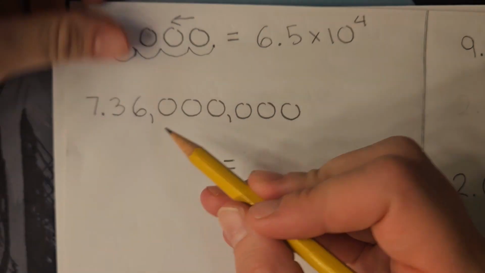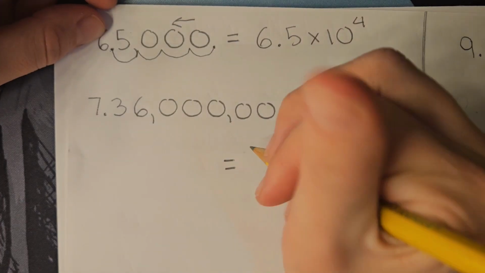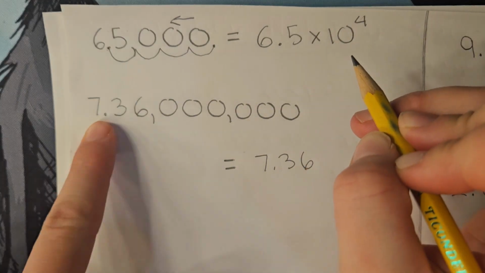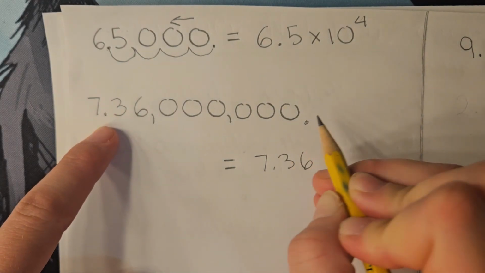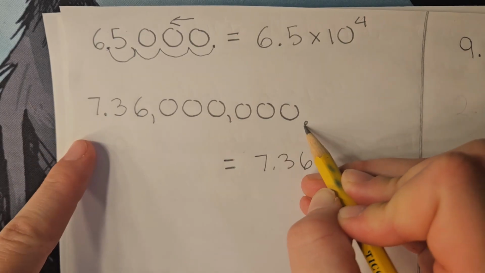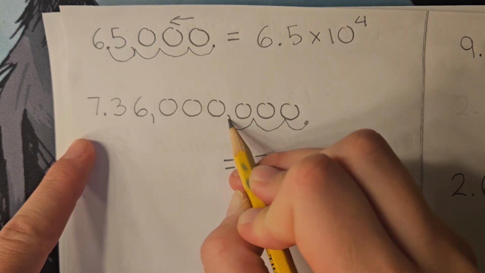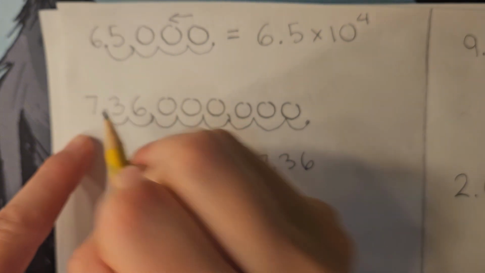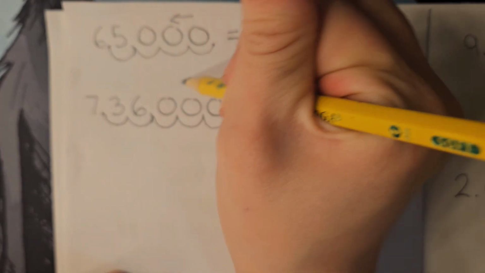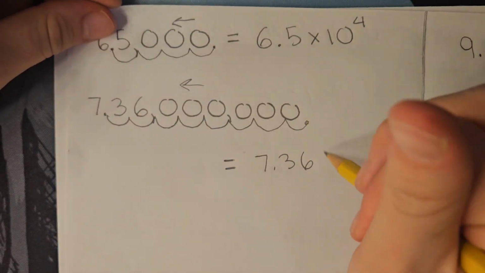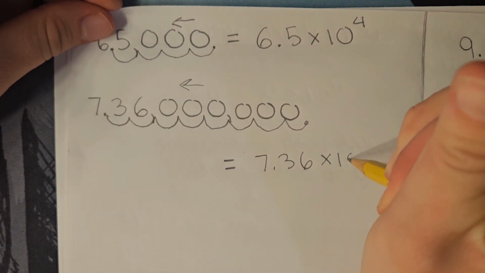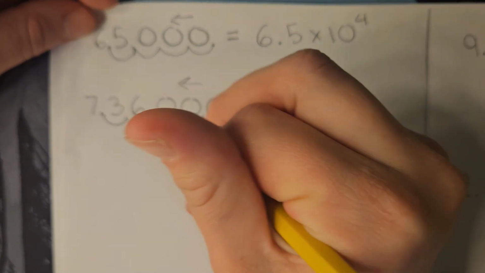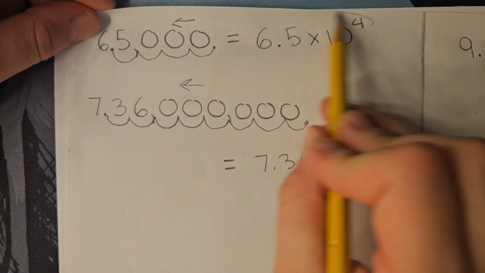Now for this one, the significant numbers are 7.36, so we're going to start with 7.36 here. We first started here, right? And we got to this point by moving 1, 2, 3, 4, 5, 6, 7, 8 places to the left. So this would be times 10 to the 8th power, because we moved 8 places left. And those are our two answers.